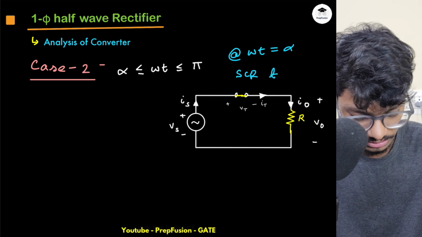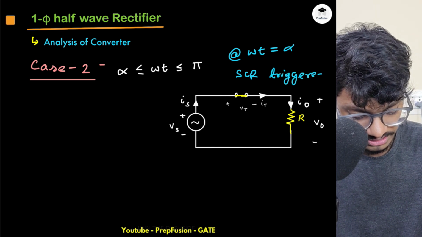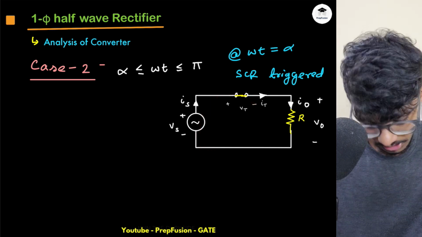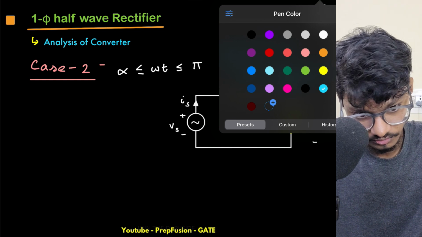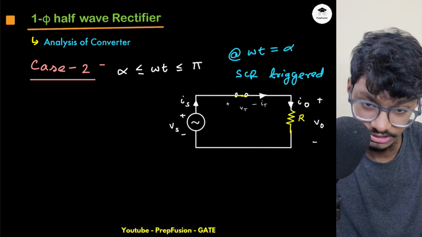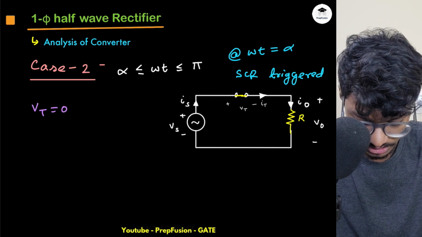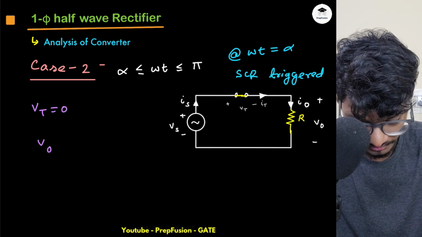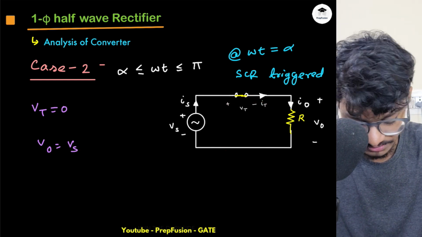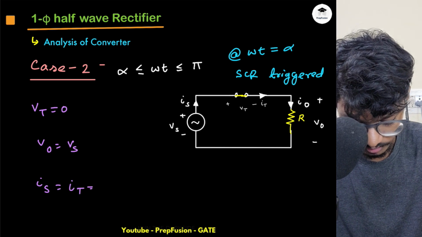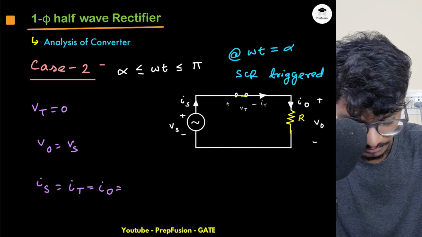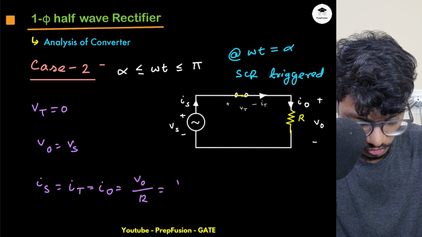As soon as it is triggered, the SCR will turn on and current will start to flow. Hence, this is a short circuit. Now my Vt becomes 0. My Vo becomes simply Vs. If I apply KVL, Vo becomes simply Vs. Now what is my Is or It or Io? All are in series. It will be simply Vo by R, which is Vs by R.